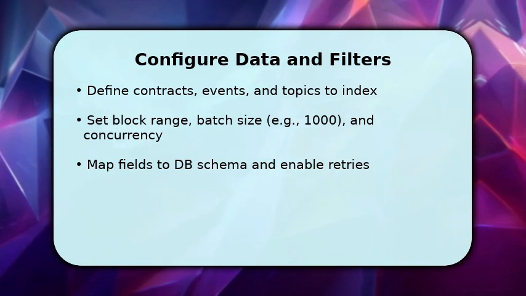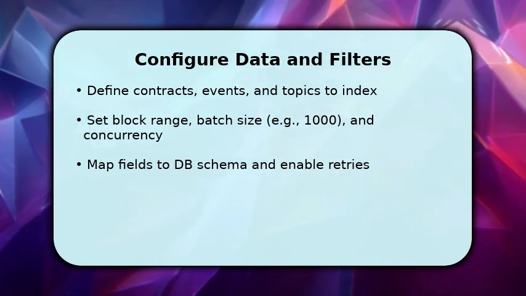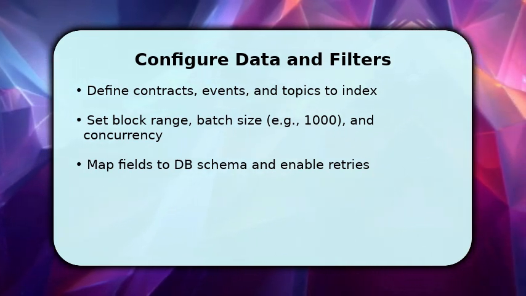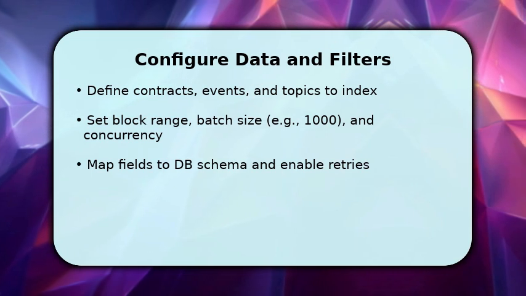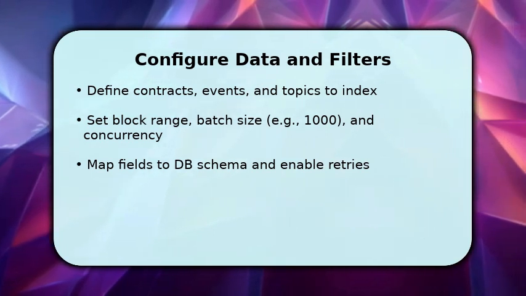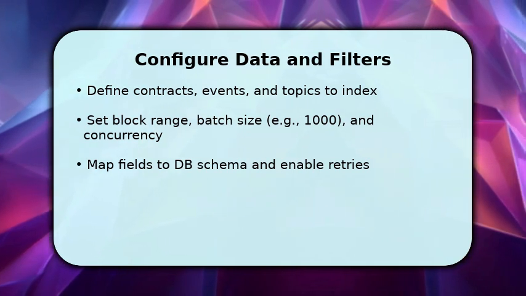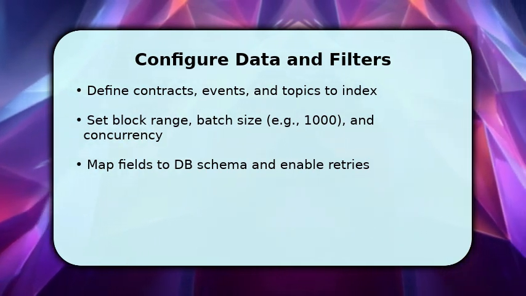Then set block range, batch size like 1000, and concurrency so you balance speed versus API rate limits. Map event fields to your database schema and enable retry logic for transient RPC failures. Make these choices deliberately because they determine accuracy.